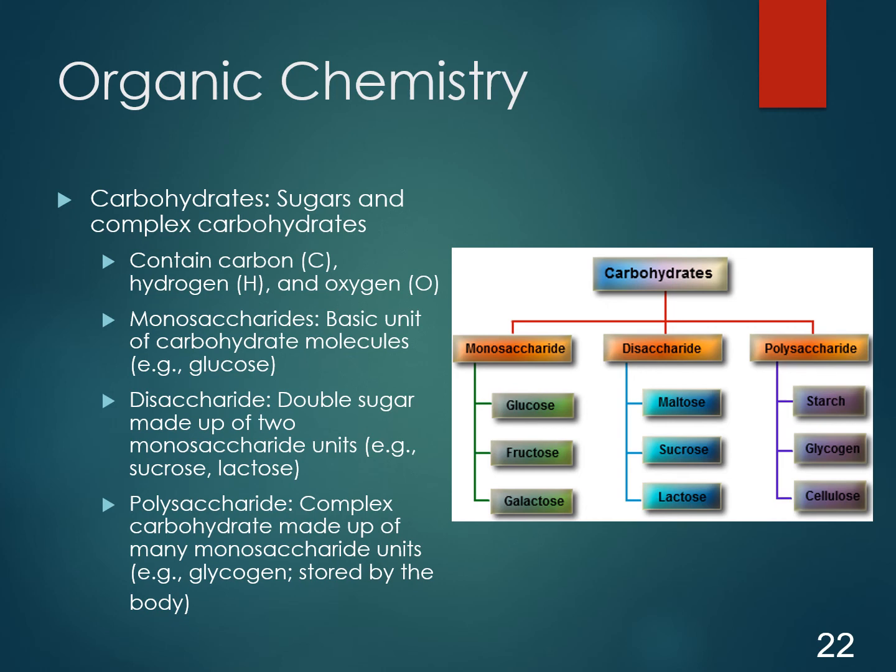Lastly are polysaccharides, which are the most complex carbohydrates that are made up of several chains or several units of monosaccharides joined together. And some examples of these are glycogen and starches like pasta, bread, and potatoes.